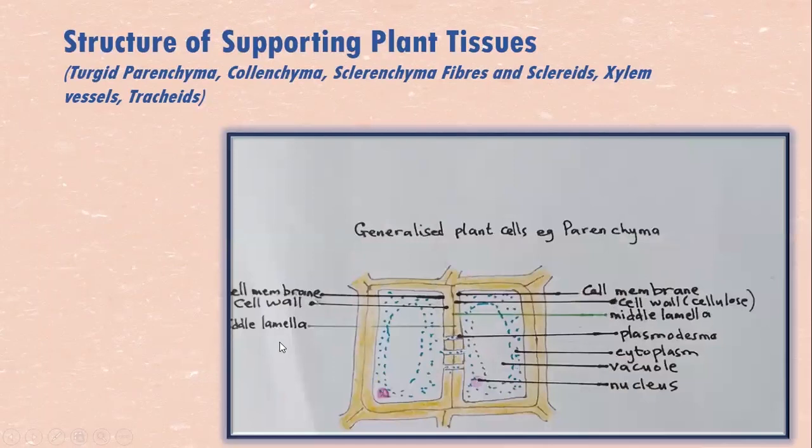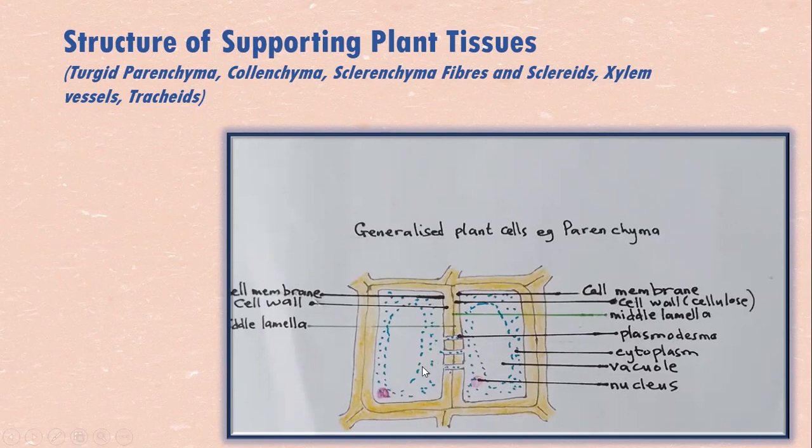Now, this is a generalized parenchyma cell drawn. We have one cell here, one cell here. We want to quickly tell ourselves of the cell membrane and cell wall of this cell here, the cell membrane and cell wall of this cell here. You have the middle lamella separating them. You have these plasmodesmata, plasmodesma being the singular. And filled with cytoplasm, you have the nucleus here, and a large vacuole.